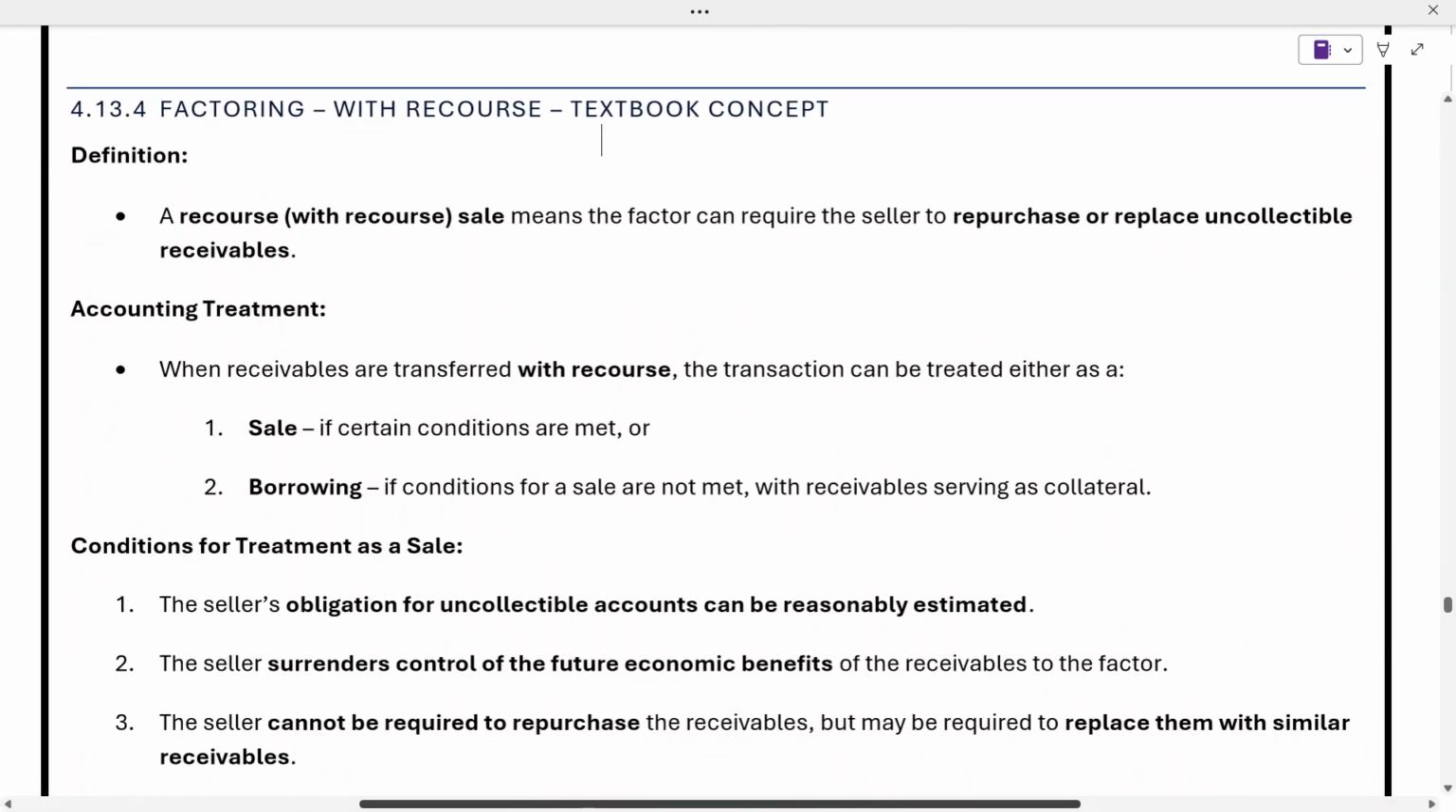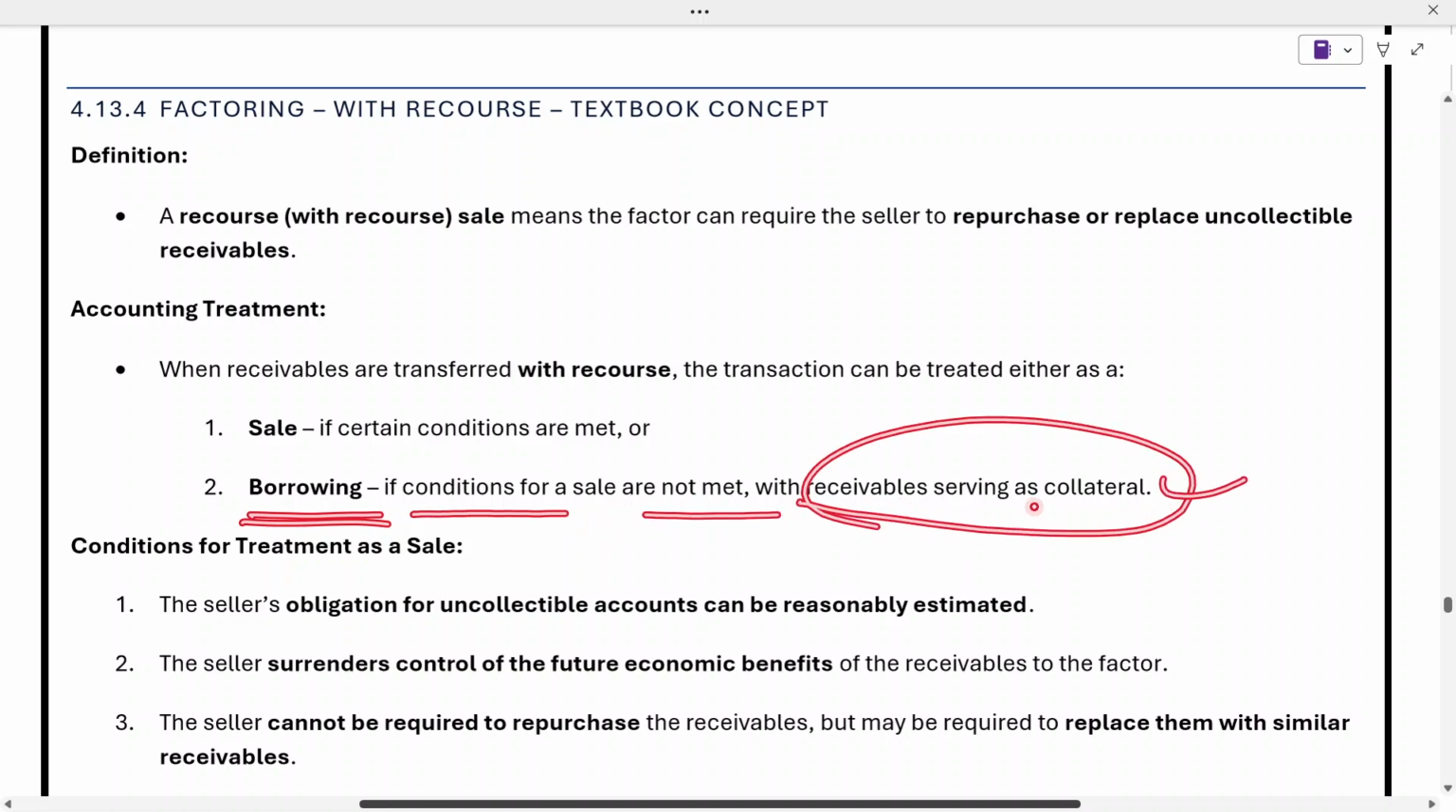Now let's see the same concept through the textbook we read above. A recourse sale means the factor can require the seller to repurchase or replace uncollectible receivables. Now its accounting treatment: when receivables are transferred with recourse, the transaction can be treated as a sale, just like we read, if the conditions of sale are met. If the conditions of sale are not met, then this is treated as a borrowing, wherein receivables are treated as collateral.